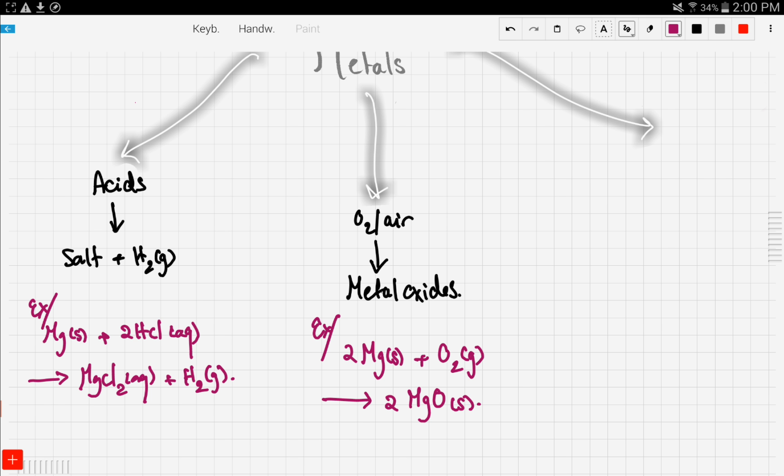Now pay attention to this. Whenever you're writing a chemical equation or a chemical reaction, make sure to balance your equation first and put the states. The states are very important. Now, that's for the reaction with oxygen.